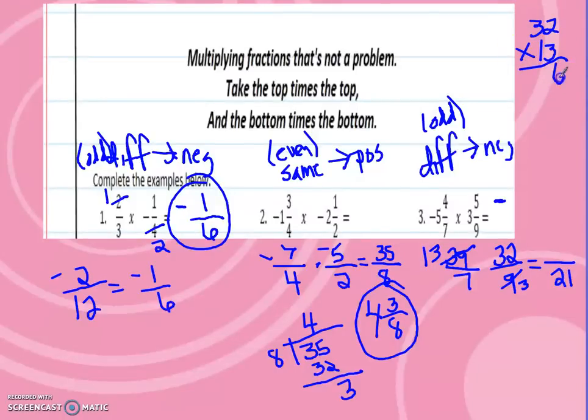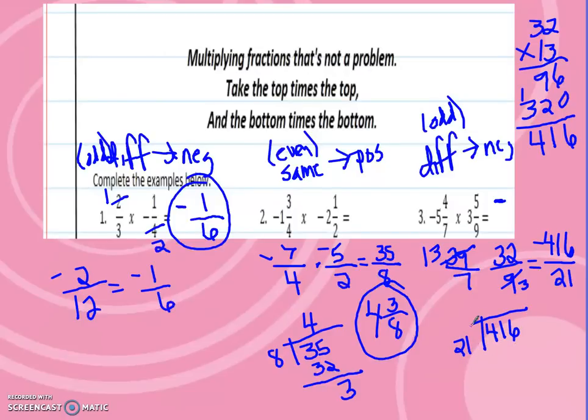3 times 2 is 6. 3 times 3 is 9. 1 times 2 is 2. 1 times 3 is 3. Add it up, we got 6, 11, 416. Negative, because they're different. 416 over 21 is improper. I have to type it out.